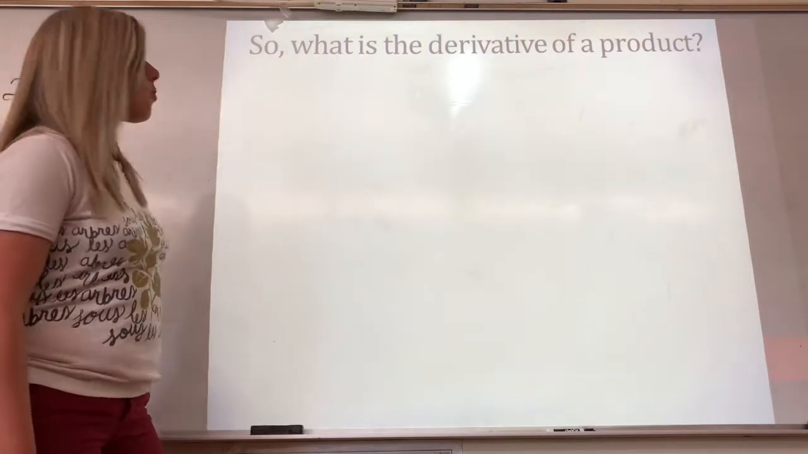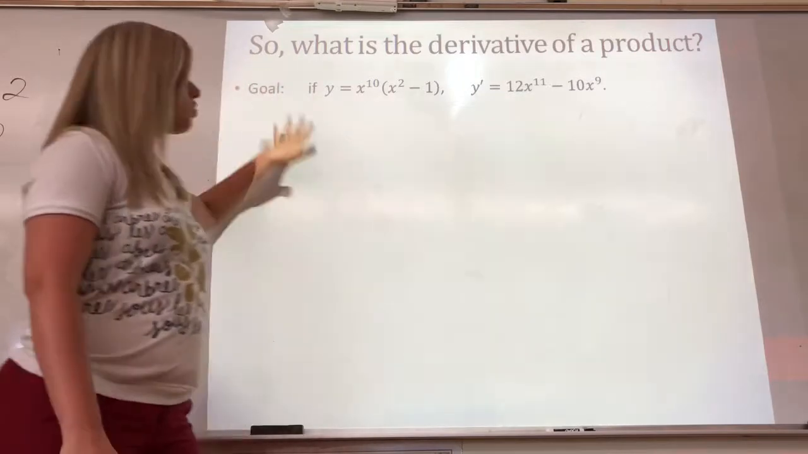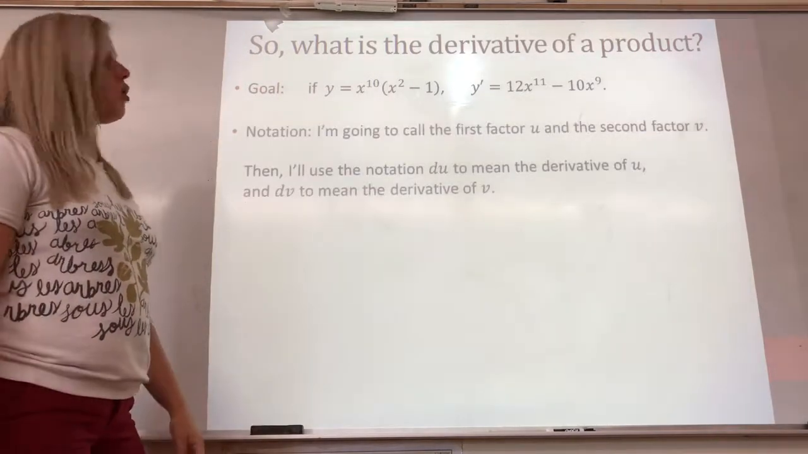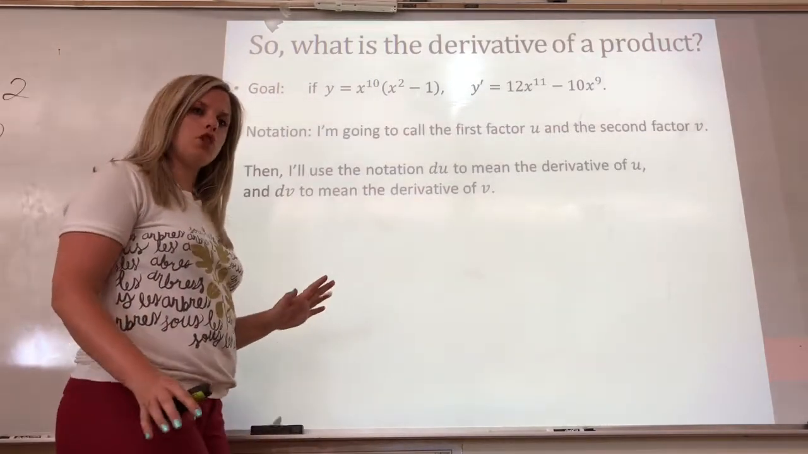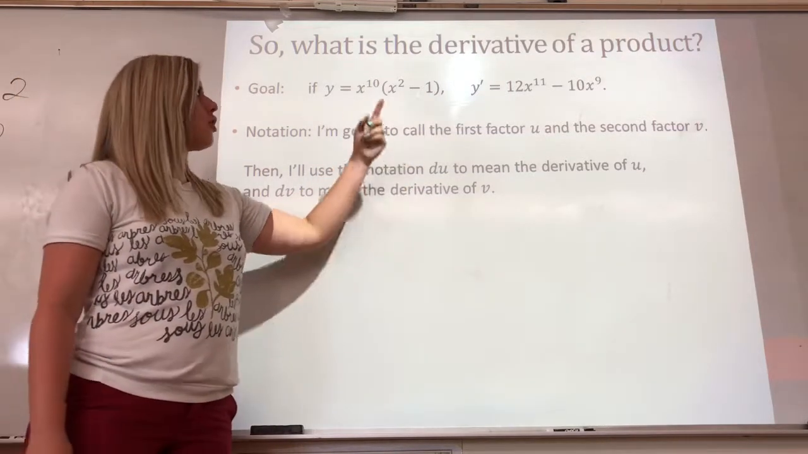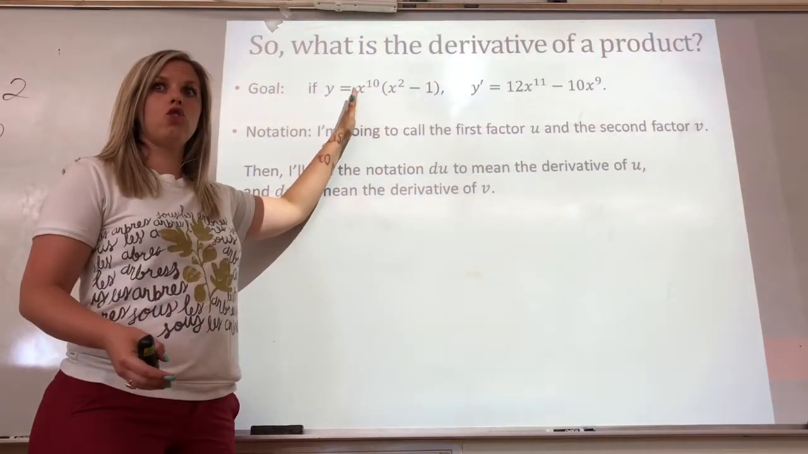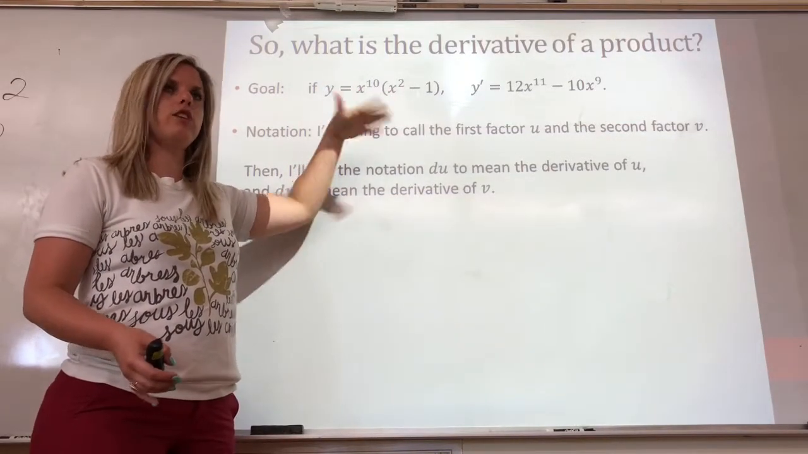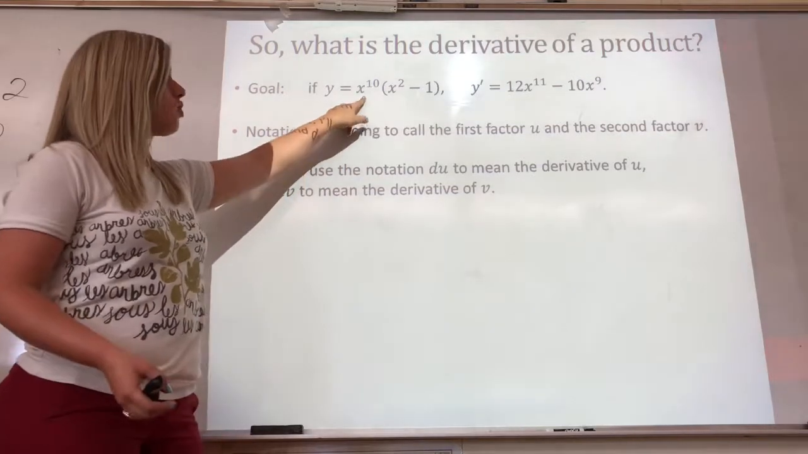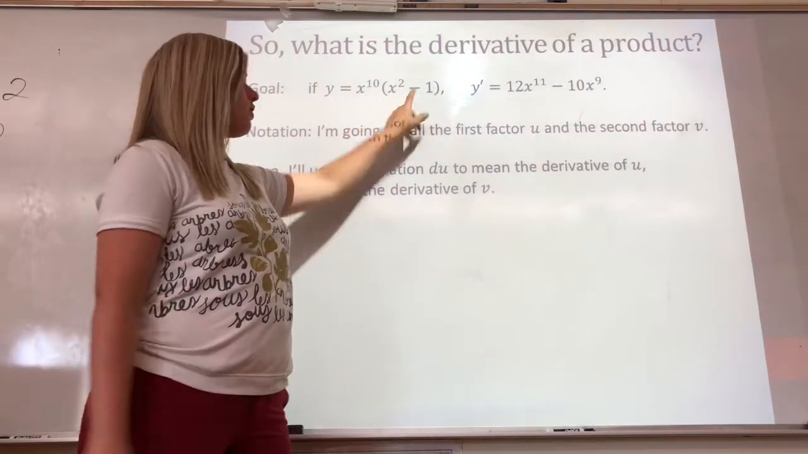So what is the derivative of a product? Here's my goal: start with this, end with that. I'm going to introduce a little bit of notation. When you have a product, just to review, each term being multiplied is called a factor. I'm going to call my first factor u, and my second factor v.